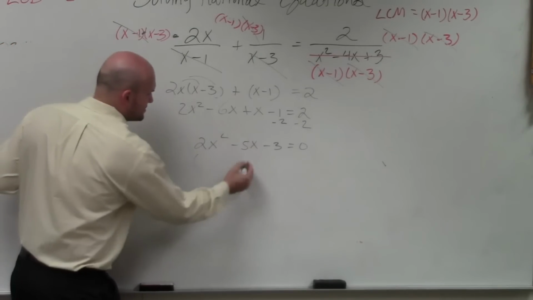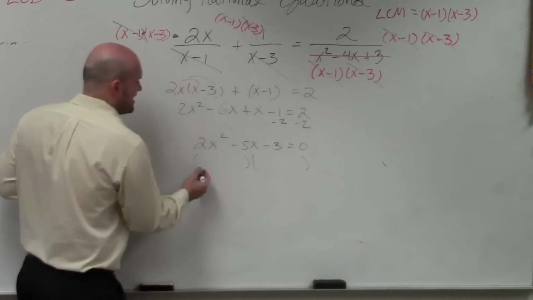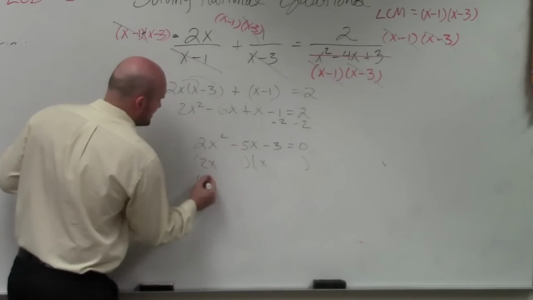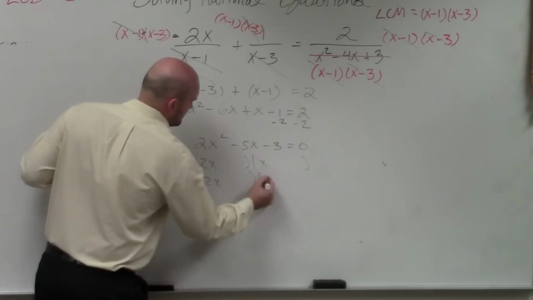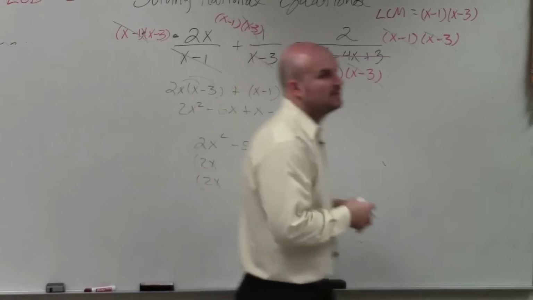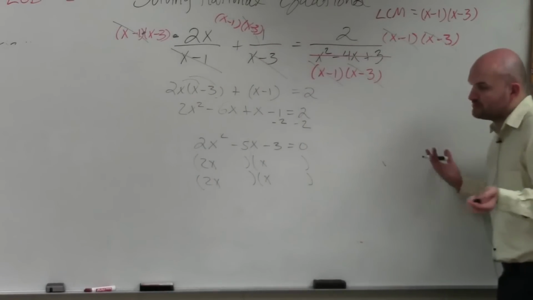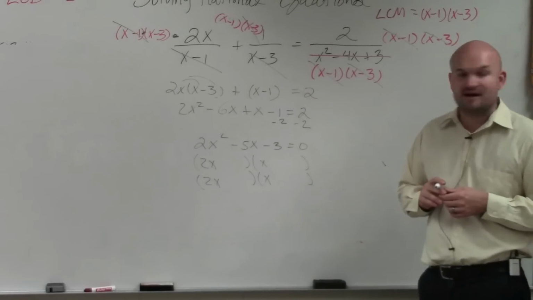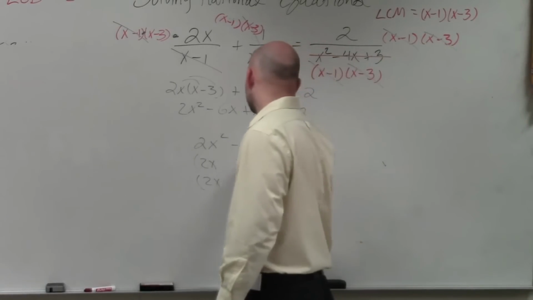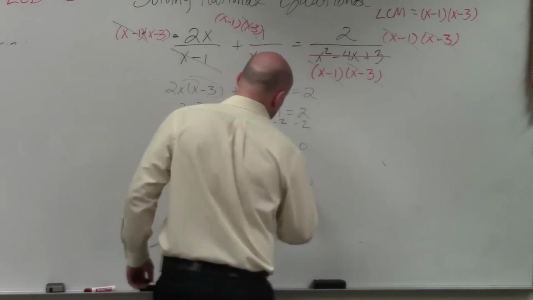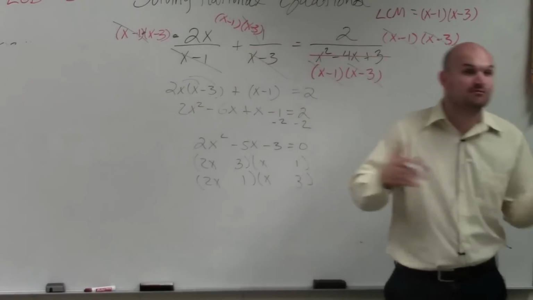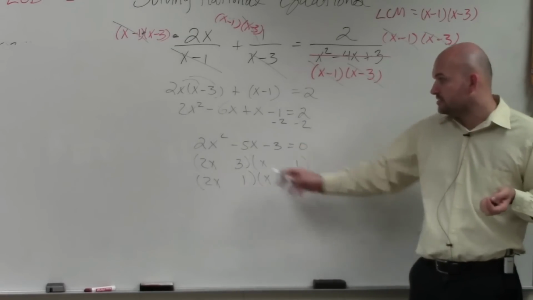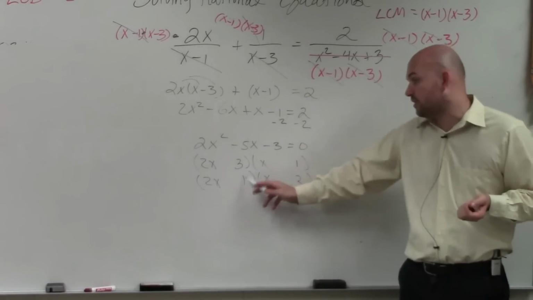But this one looks like it should hopefully be easily factorable, because there's only two terms that can give us 2x squared, and that's going to be 2x and x. So now all I simply want to do is determine what two numbers multiply to give me negative 3, that also give me a negative 5x. So it's either 3 and 1 or 1 and 3. We know that one of them has to be positive and one has to be negative, because they're multiplying to give you a negative 3.